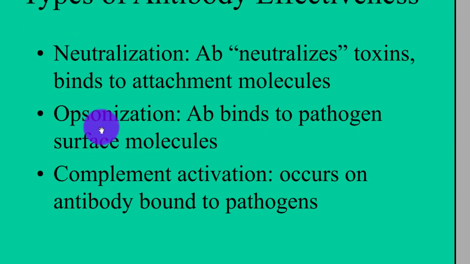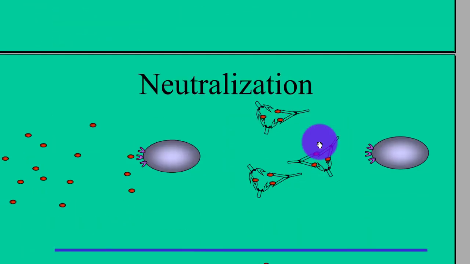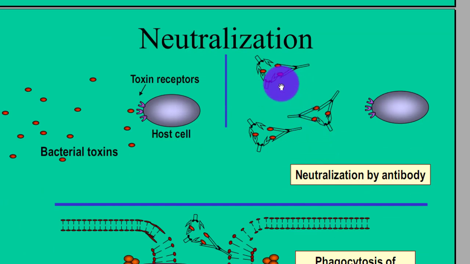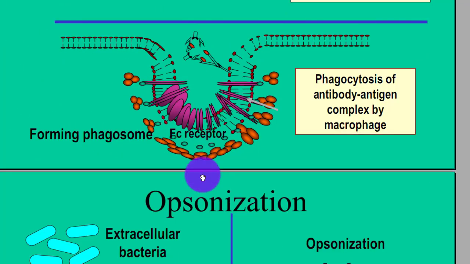Types of antibody effectiveness: neutralization, where the antibody neutralizes toxin and binds to attachment molecules; opsonization, where the antibody binds to the pathogen, and surface blocking; and complement activation, which occurs on the antibody bound to the pathogen. Neutralization: here the antibody neutralizes the toxin, or bacterial toxin, and the macrophage forms a phagosome. The toxin is neutralized, gets inside the macrophage and is lysed.